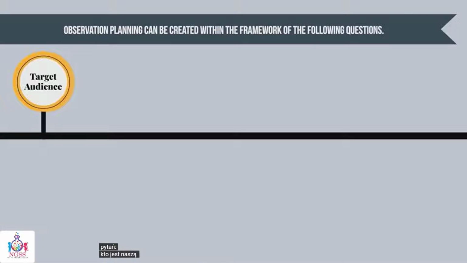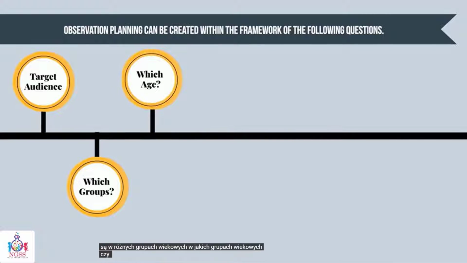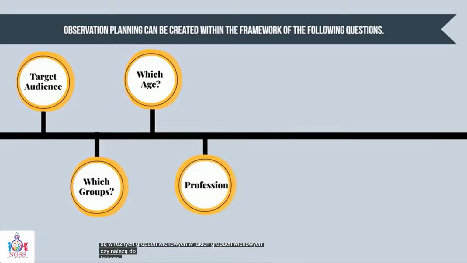Observation planning can be created within the framework of the following questions. Who is our target audience? Who are the people experiencing the problem, and who are the ones in touch with those people? Which groups are in our target audience? How old is our target audience? If they are in different age groups, which age groups do they belong to? What is the profession of our target audience?